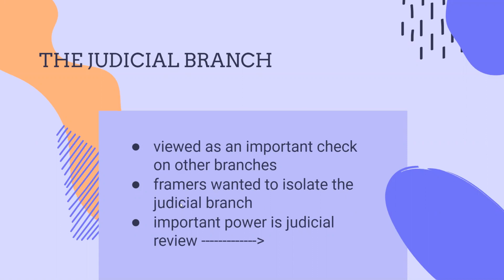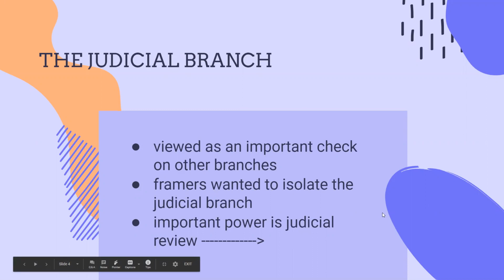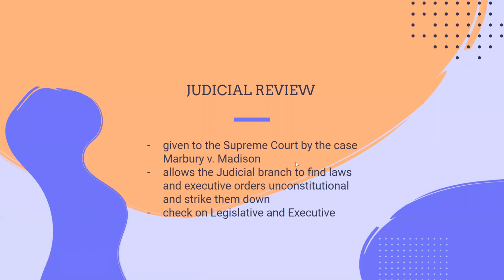And then another important power is judicial review, like I said before. So judicial review was given to the Supreme Court by the case Marbury v. Madison. So it was never actually mentioned in the Constitution. And it allows the judicial branch to find laws and executive orders unconstitutional and strike them down.